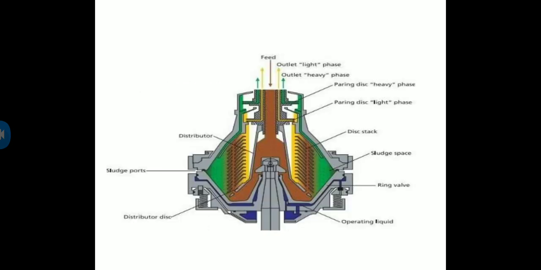Now we are seeing the diagram of our centrifugal separator. The diagram shows the distributor disc, sludge ports, operating liquid, sludge space, disc stack, paring disc, heavy phase, outlet for heavy phase and outlet for light phase, and we introduce the feed from the upper side. In this way, centrifugal separators are available in different designs and capacities, and depending on their design they are utilized in different ways across various industries.